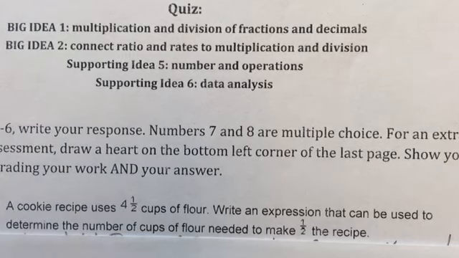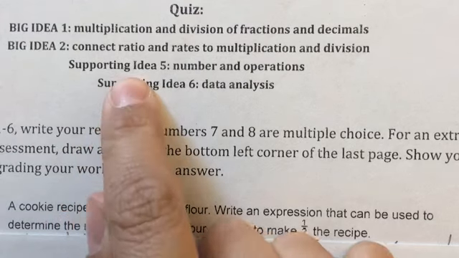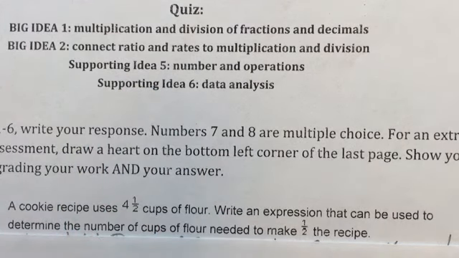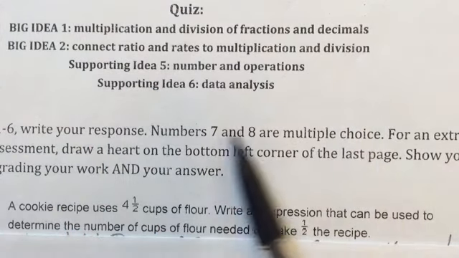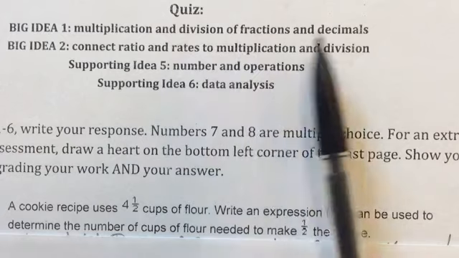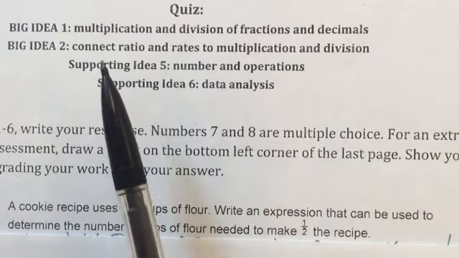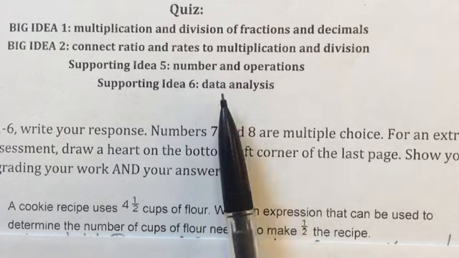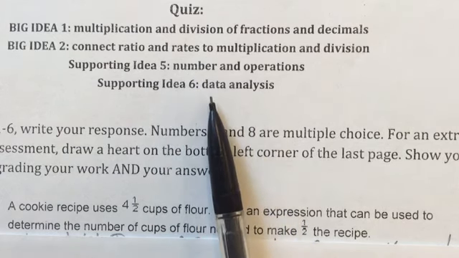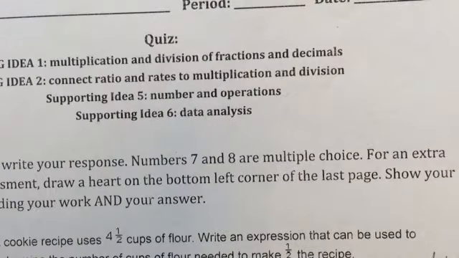This is a review of your quiz in my class on Big Ideas 1 and 2 and Supporting Ideas 5 and 6. These 4 concepts will take up about 40% of your FCAT. So it's about multiplication and division of fractions and decimals, connecting ratio and rate to multiplication and division, number and operations, and data analysis. We talked about data analysis in class, and it means just analyzing sets of data using the mean, median, mode, and range.